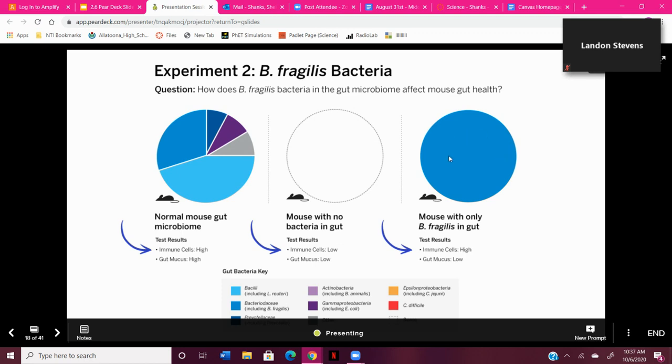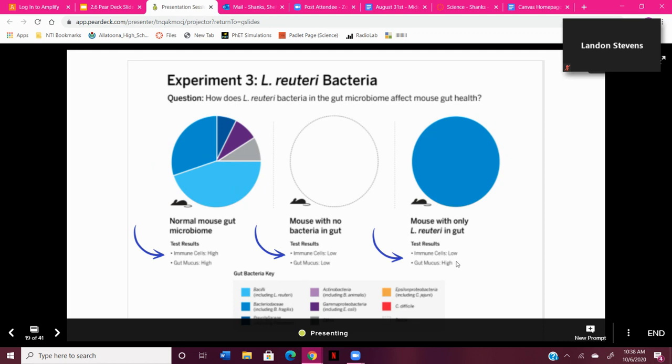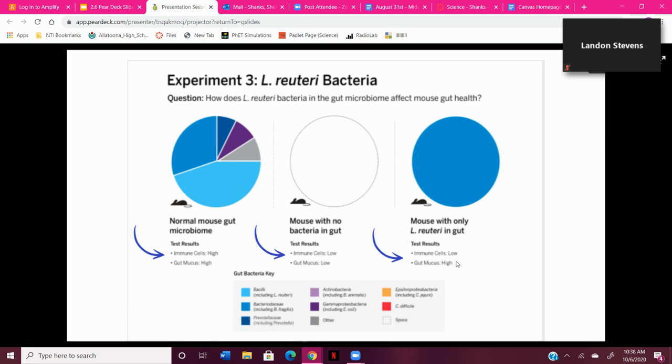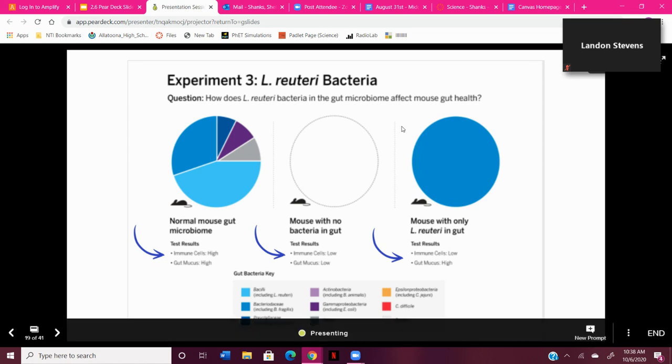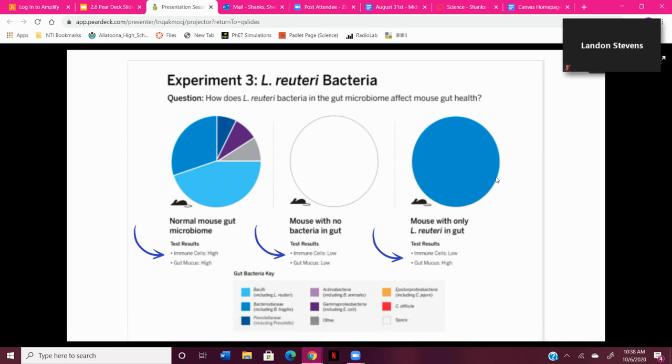So over here with the B. fragilis in the gut, the immune cells are high, the gut mucus was low. We want this gut mucus to be high though, right? So take a look. I know this is a little bit blurrier than the last picture, and I'm sorry. But the L. reuteri, both of these are the same, the first and the second pie charts. The third one says immune cells were low, and gut mucus was high, which I said was the exact opposite.